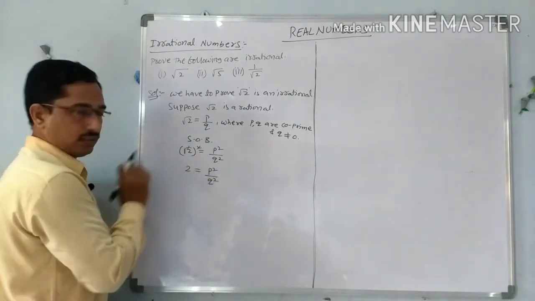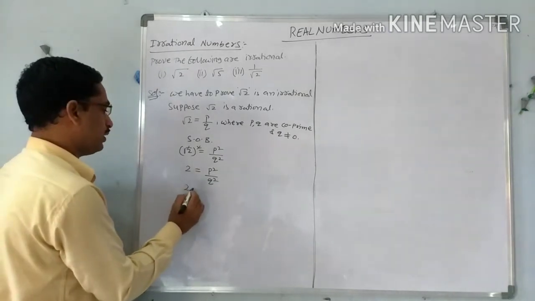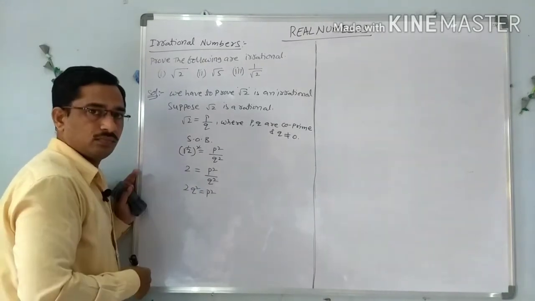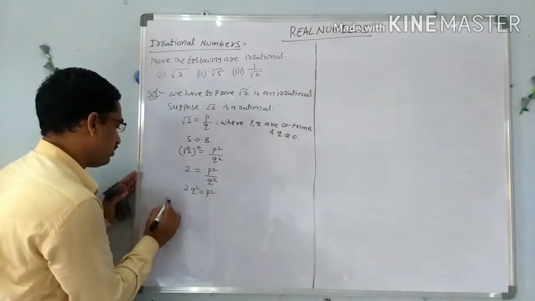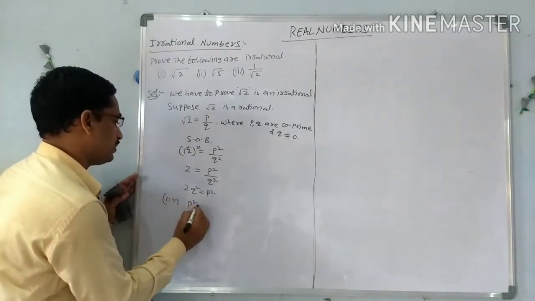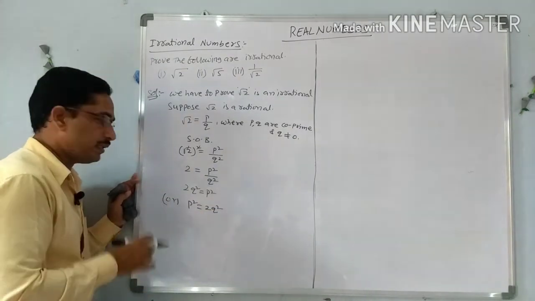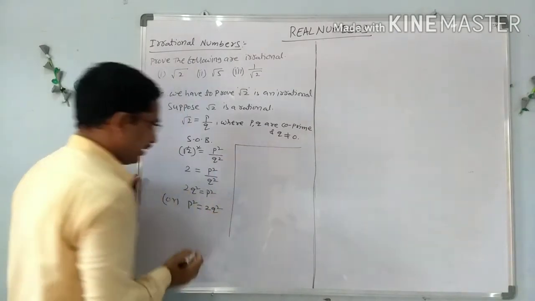Transpose q square to the left side. It is in the denominator, so on the left side it goes to the numerator. So 2 into q square equals p square, or we can write this as p square equals 2 into q square. This is an important step we have to remember from the exam point of view.